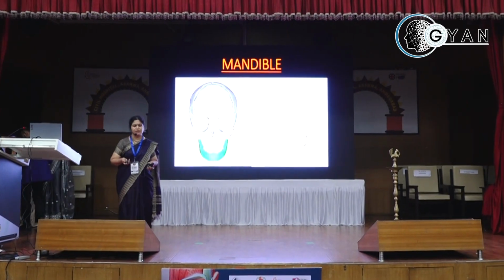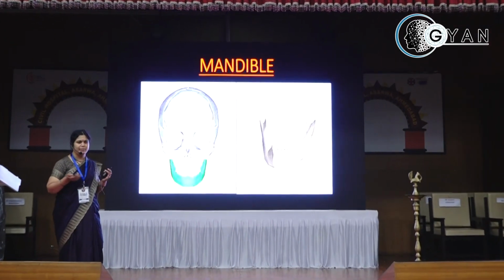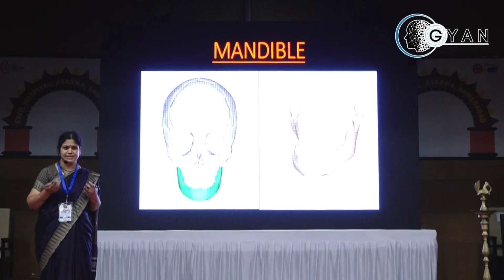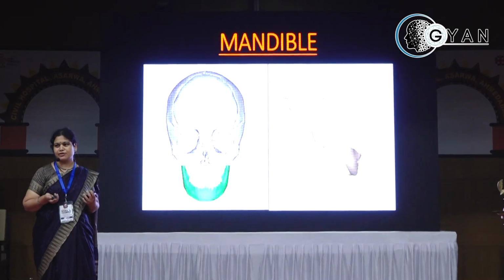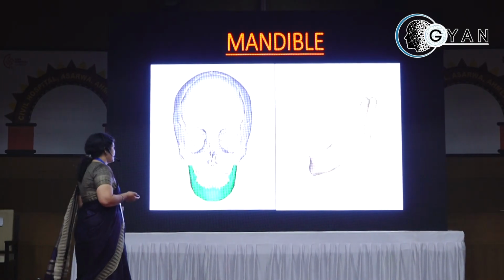It's a horseshoe-shaped bone which houses the teeth, and it's a main anchor for all the facial muscles which are attached there and the muscles of mastication that insert in.